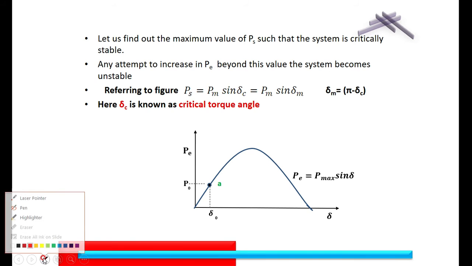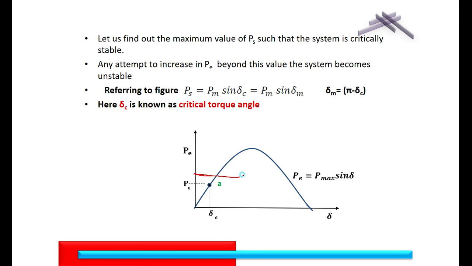Now I am increasing the output of the machine from the initial condition to here. I am increasing the PS at this point. Then the operating point will shift from A to B. Then it moves to this, and because of the damping torque, areas A1 and A2 are equal, therefore the system is stable.